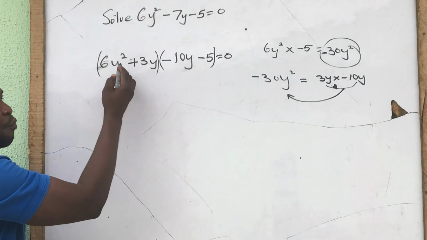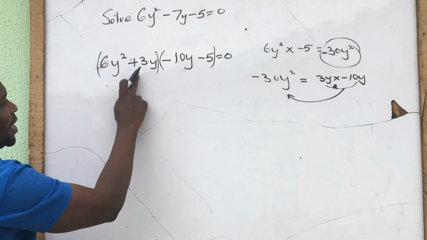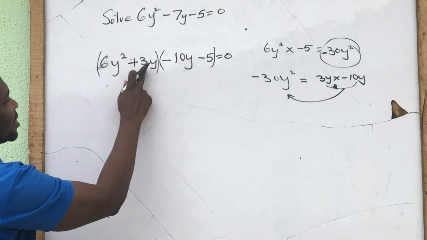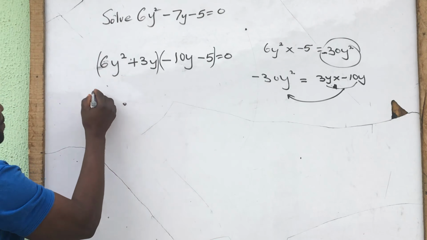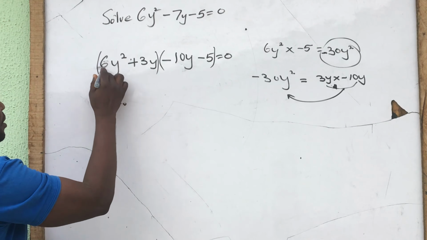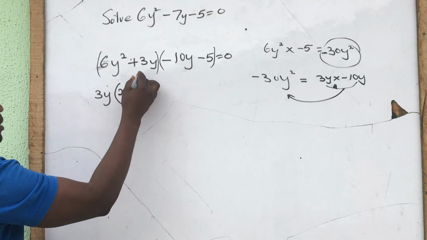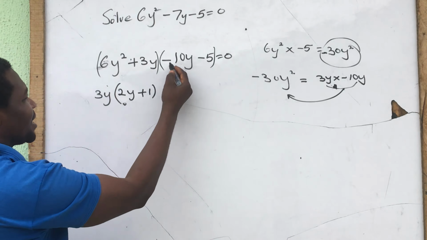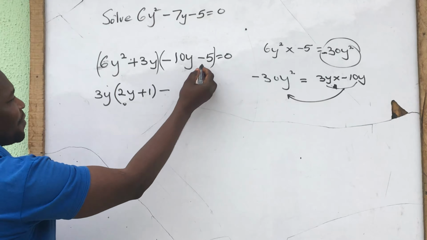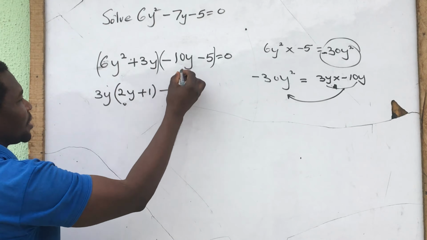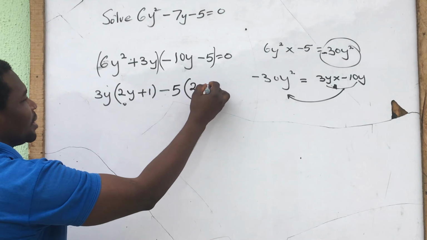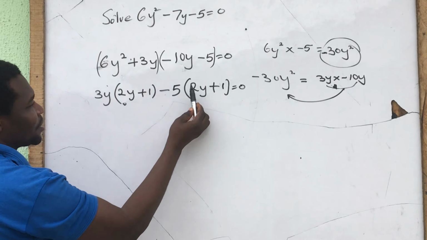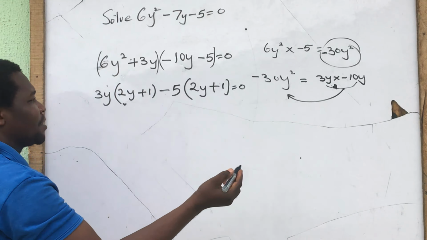So therefore, to factor out here, we find the common factor here. We have 3 in 6, 3 in 3, and y here, y here. So we are going to have 3y, then 2y plus 1. If you look at the factors here, we have the negative sign here, then the 5. What we have here is 2y plus 1 equals 0, because minus times plus gives us minus. So you have the same thing.